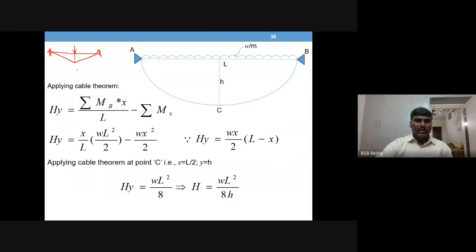So whenever a cable is subjected to point load, the cable is going to deform in the form of straight lines. So it is enough if you find the sag value at the load point. If you know this sag value at this point, you can calculate sag values anywhere you want, because it is linearly related.